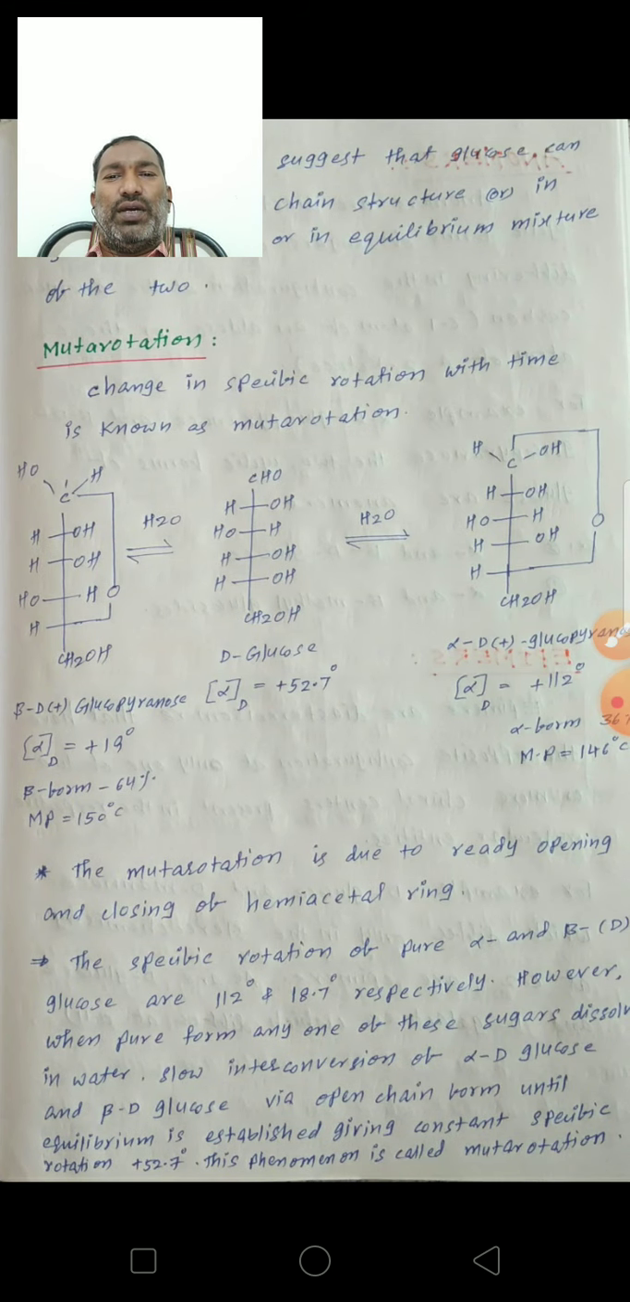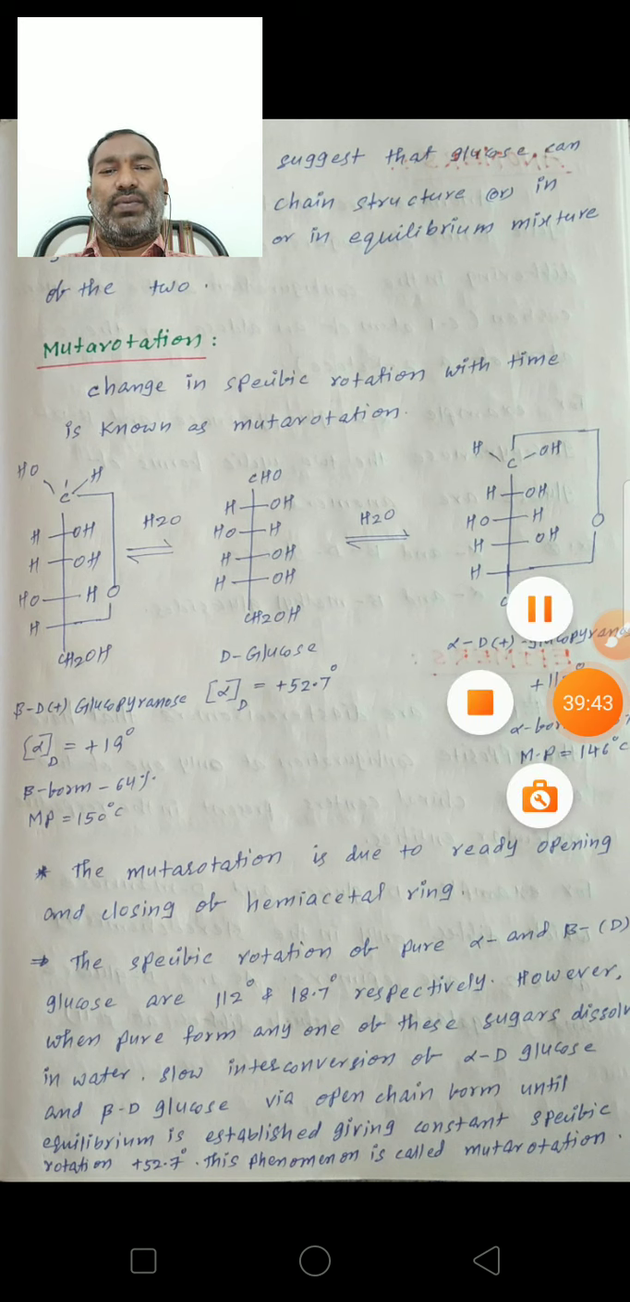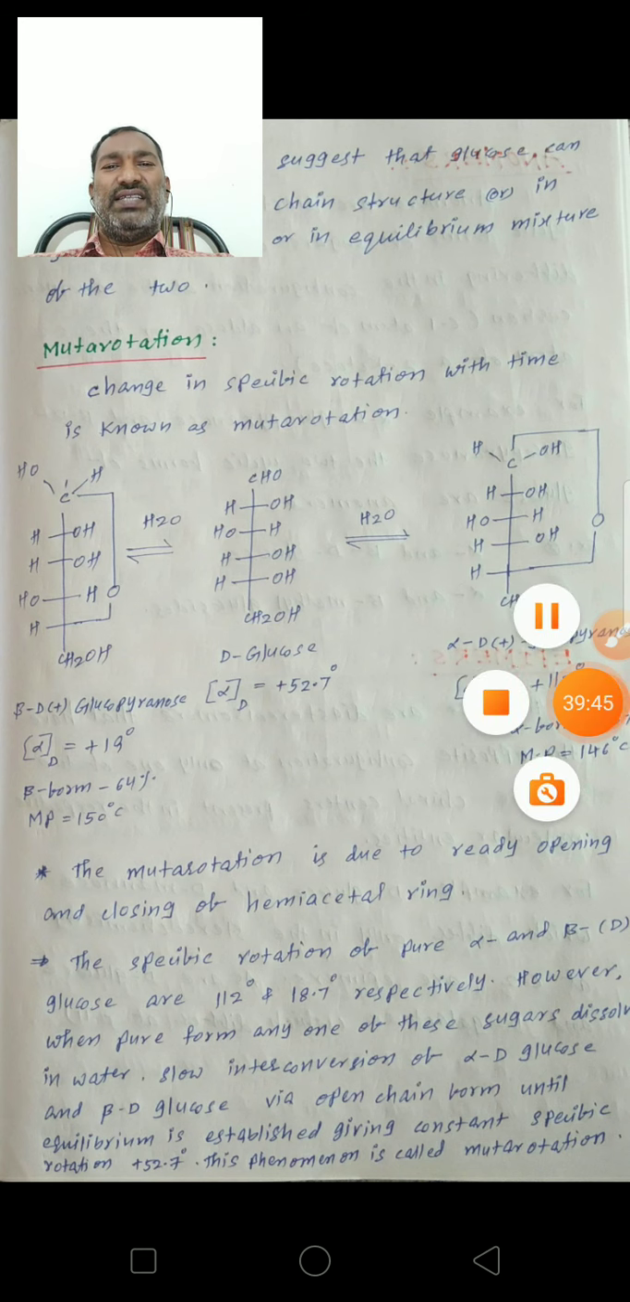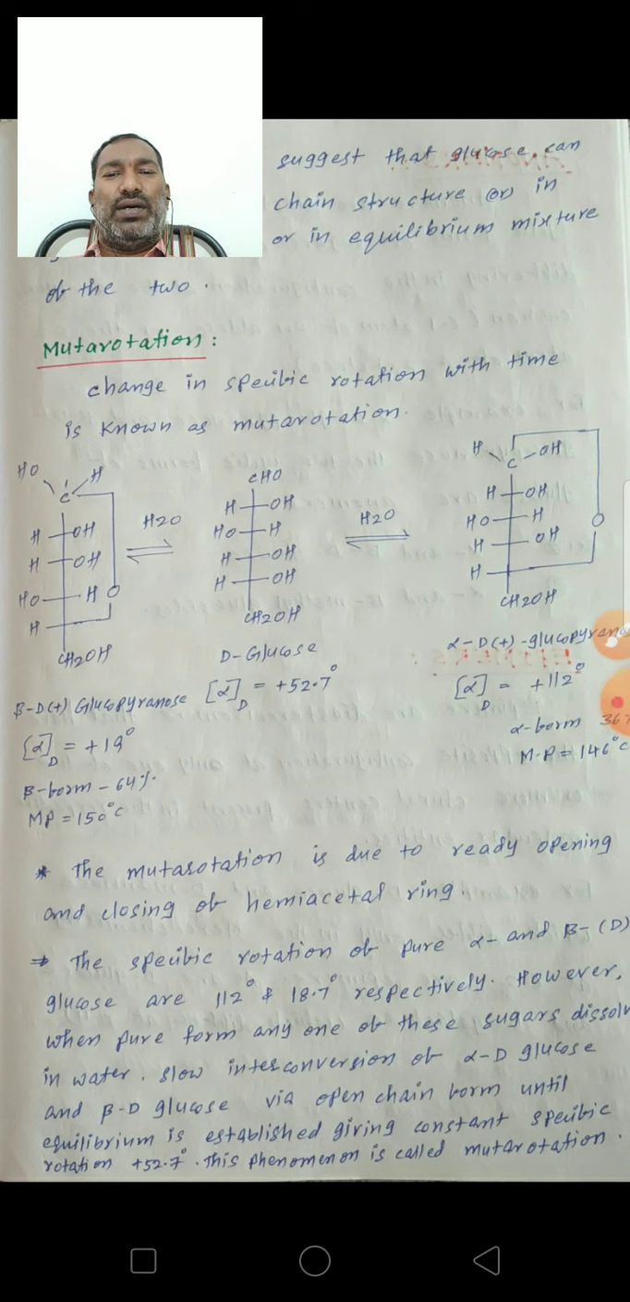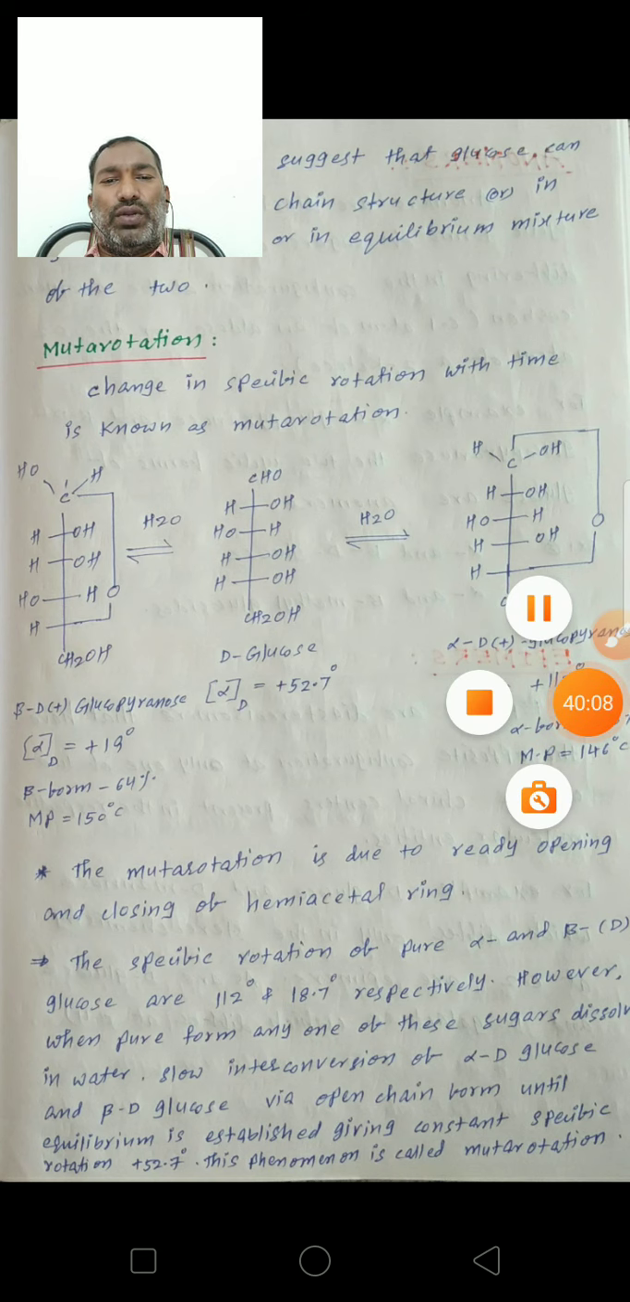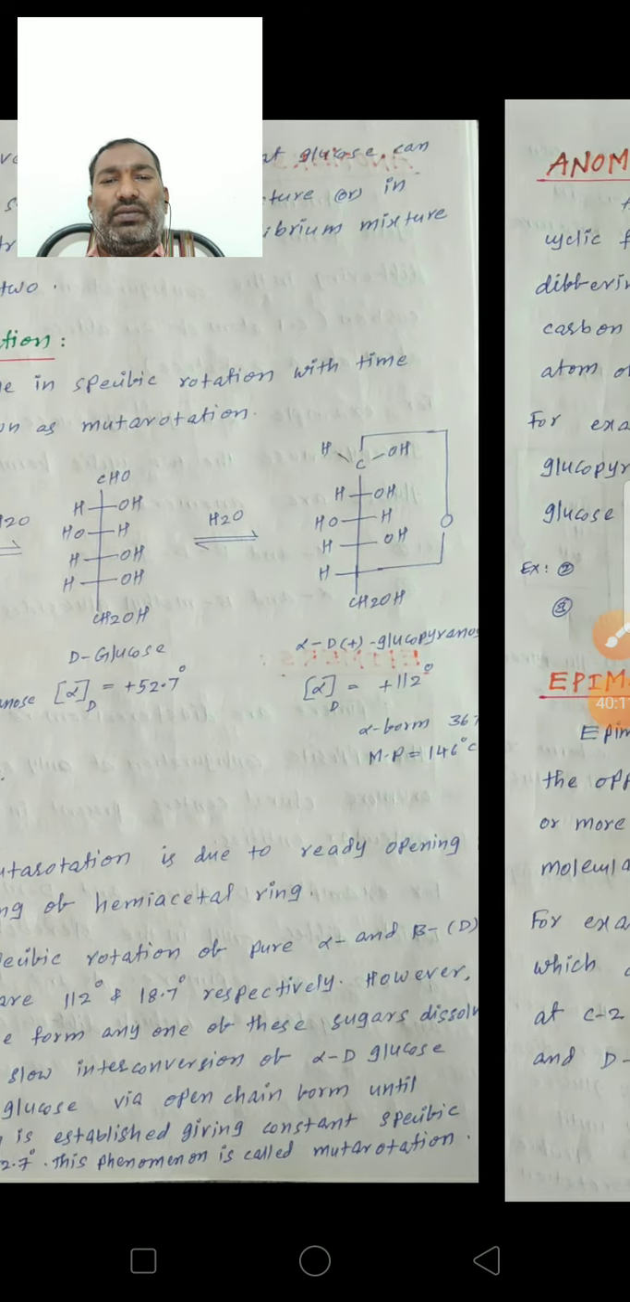So mutarotation, this is very important from the exam point of view. The change in specific rotation with time is known as mutarotation. The open chain glucose specific rotation of plus 52.7 changes to plus 112 and then changes to plus 19. This change in specific rotation with time is known as mutarotation. Okay, so thank you.